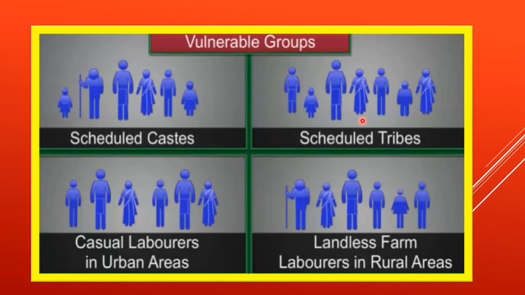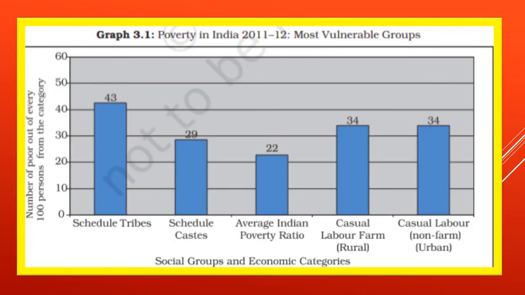Okay, so which are the two vulnerable groups? In the social groups we have the scheduled caste and scheduled tribes, and in the economic groups, in the urban areas we have casual laborers, and in the rural areas we have landless farm laborers. Now graph 3.1, which is there in your textbook, shows the percentage of poor people in these two groups, which are the more vulnerable groups, the social groups and the economic groups.